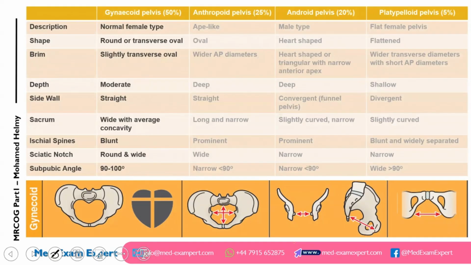This has a transverse oval shape like that, okay? It has a moderate depth and straight side walls, and the ischial spines are blunt, not too projecting. It has a wide sciatic notch, and its subpubic angle is about 90 to 100 degrees. This is the gynecoid pelvis, and it's found in 50% of females.